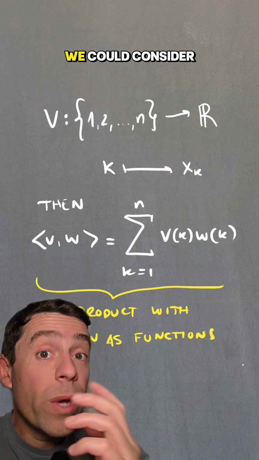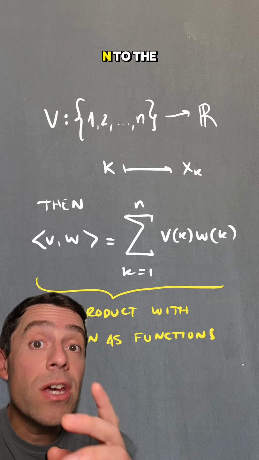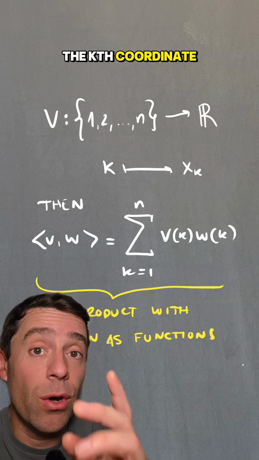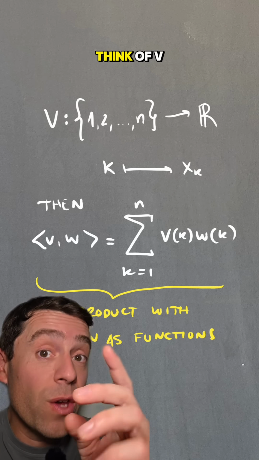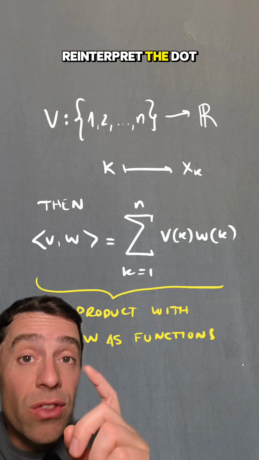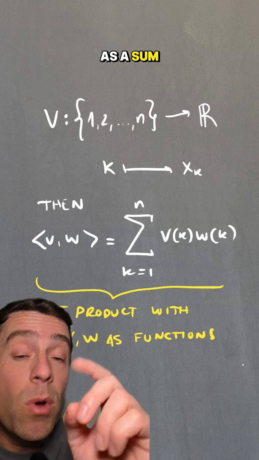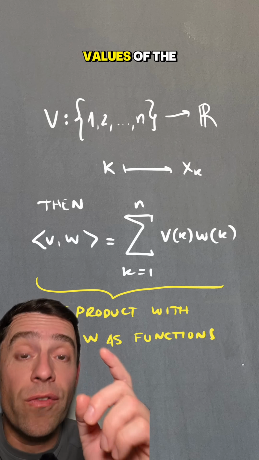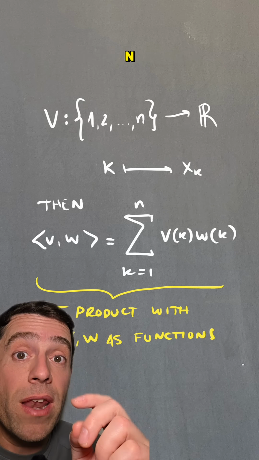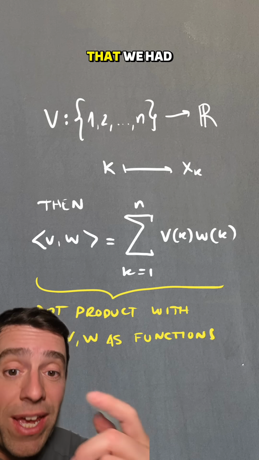Let me show you. We could consider v as a function from the set 1, 2 up to n to the real numbers, such that v of k is the kth coordinate of the vector v. And if you think of v as a function, then we can reinterpret the dot product of v and w, the usual dot product, as a sum of products of values of the function v and the function w at the numbers 1 through n. And now that resembles the Riemann sum that we had before.